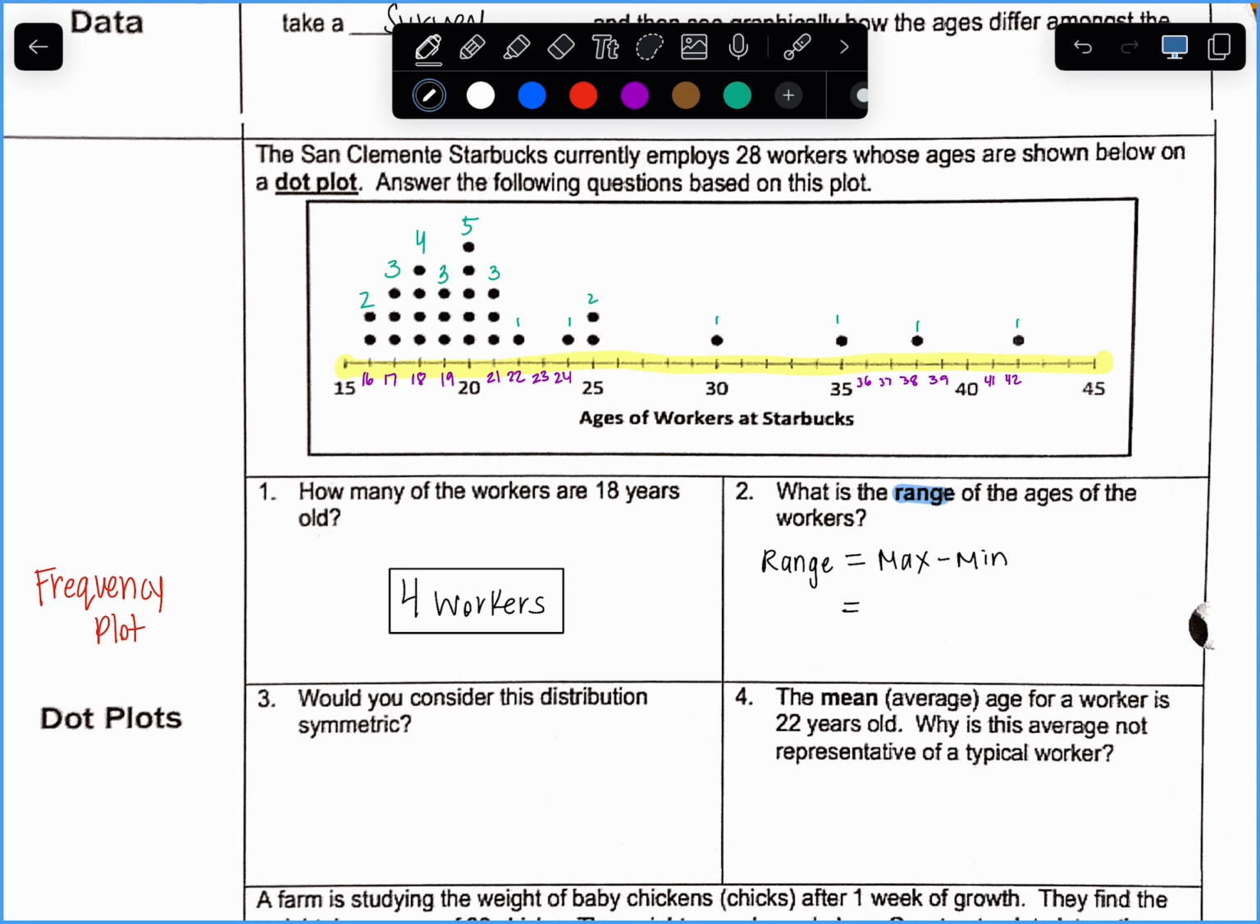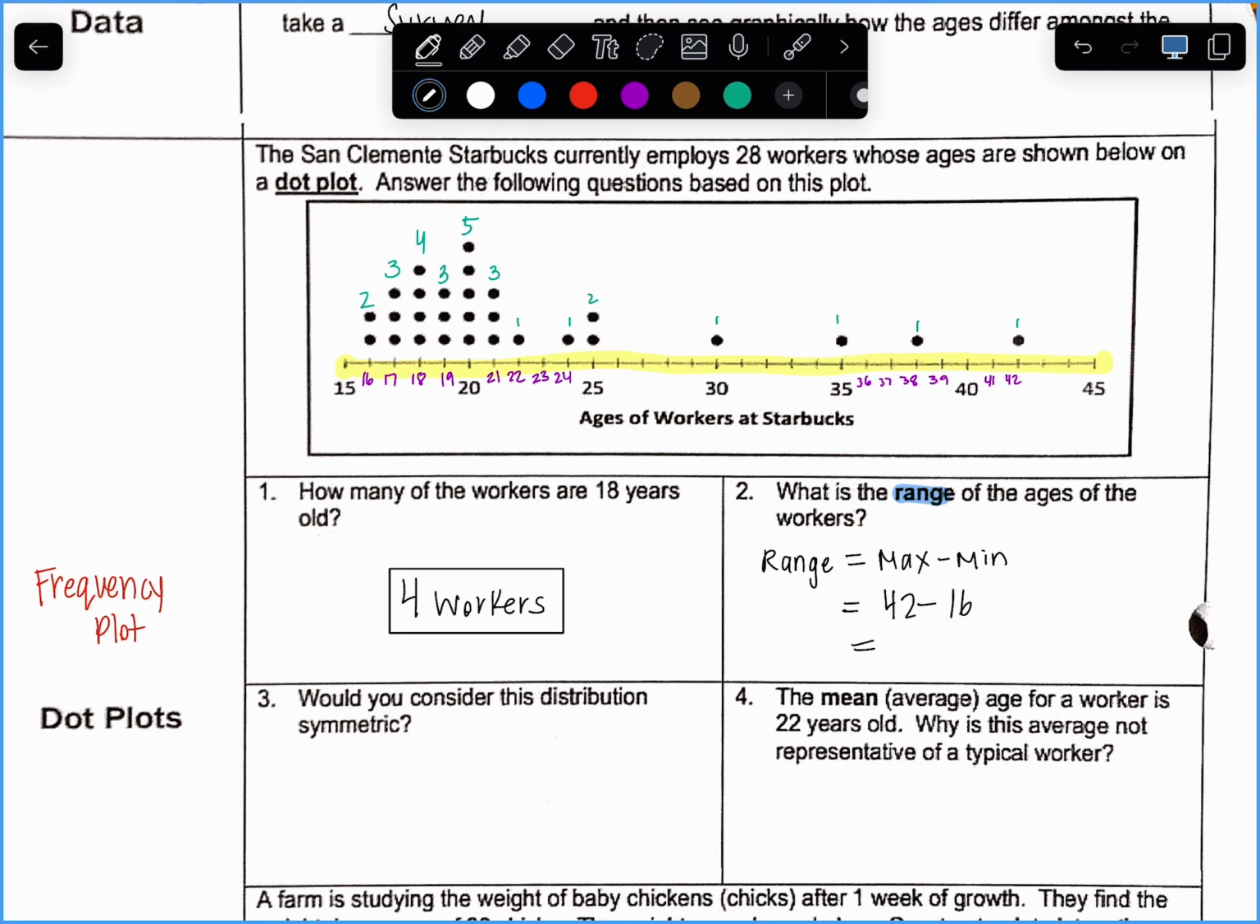Oh, well, let's first start with the oldest. Oldest, 42 years old, minus the youngest person working at Starbucks? 16. What is 42 minus 16? 26. All right, let's do the math, guys.